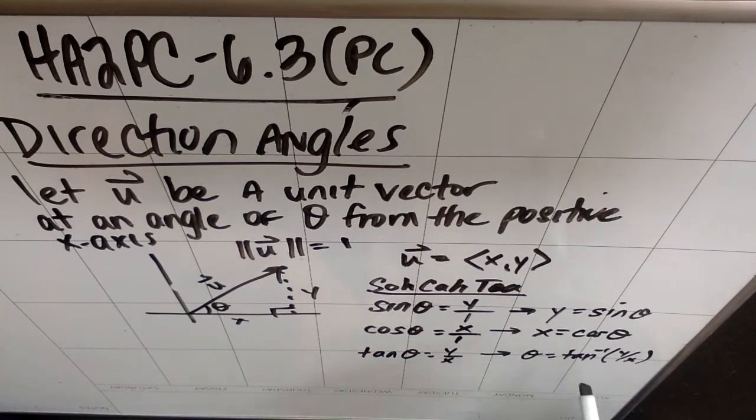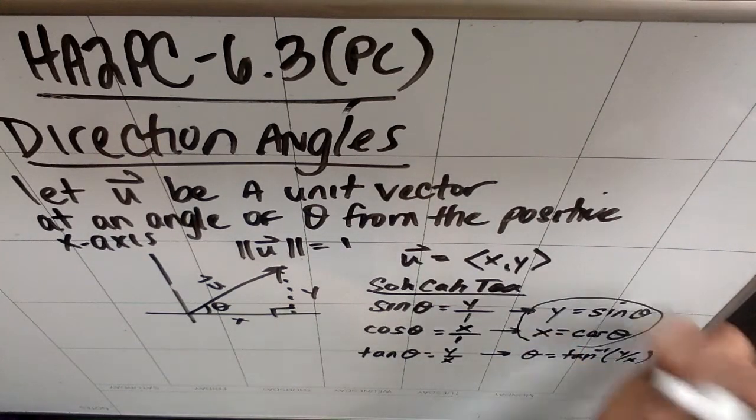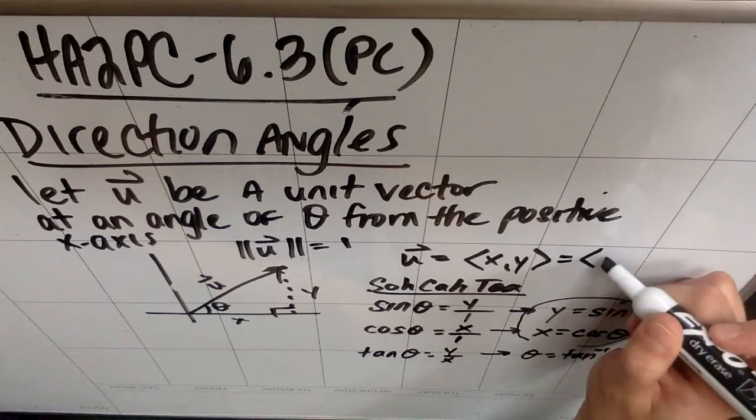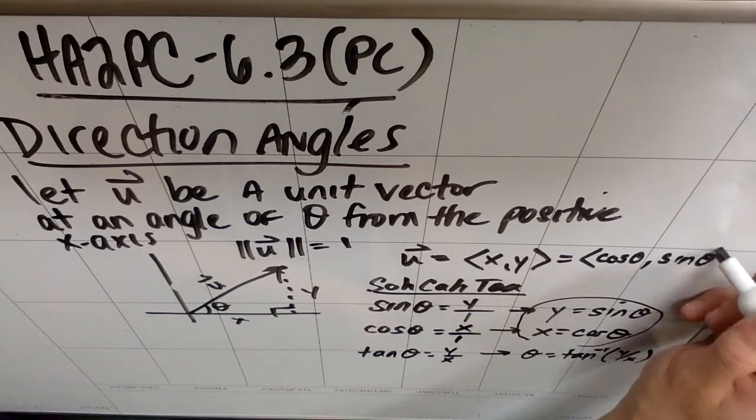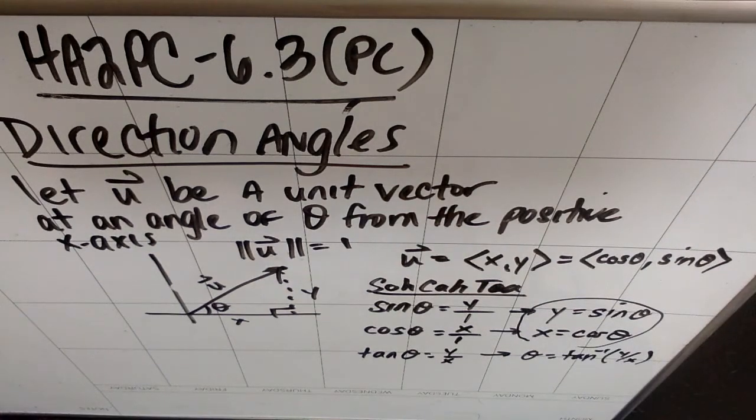So what I want to point out from these two is that another totally acceptable way to write u in component form would have been cosine theta, comma sine theta. So if what I was given was the theta, then I could write this as cosine theta, comma sine theta. Now, an interesting side effect of this, right?